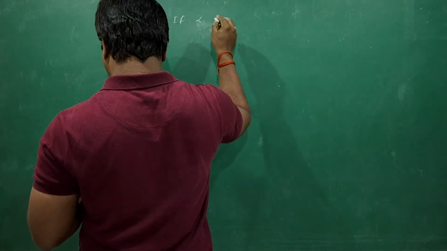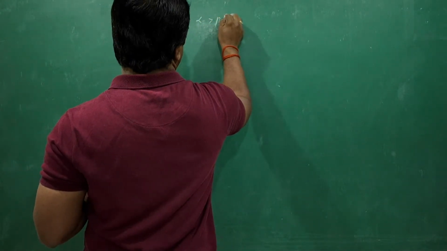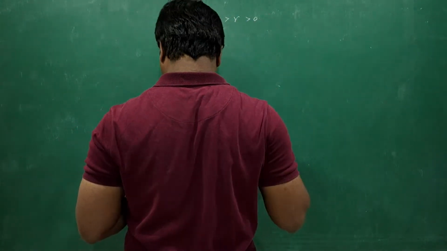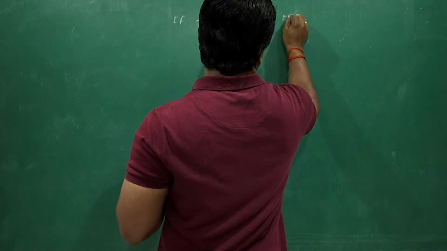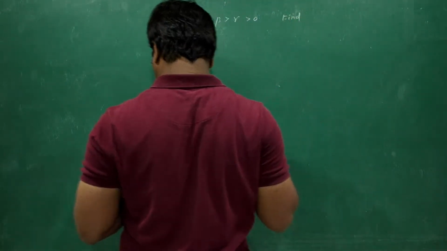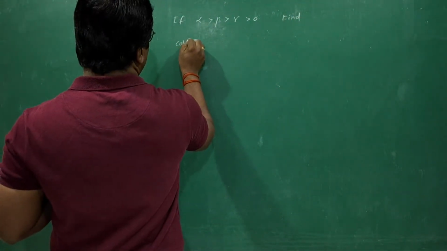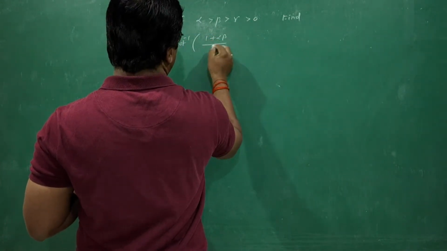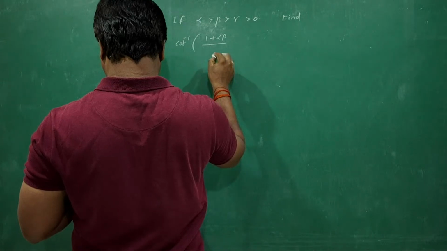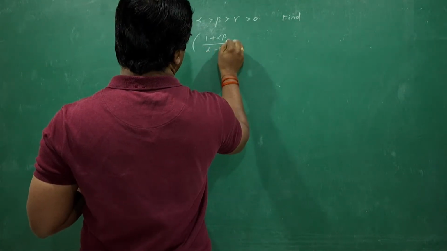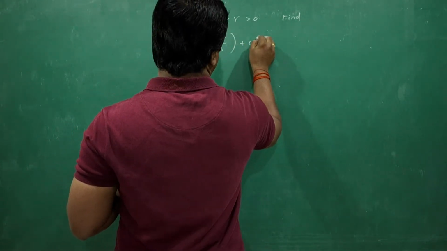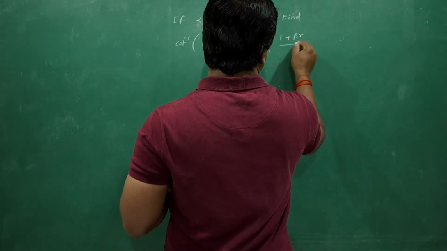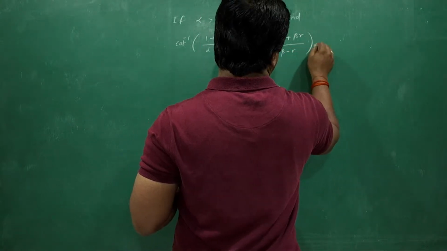If alpha is more than beta, more than gamma, more than 0, then the question is to find cot inverse of (1 plus alpha into beta) divided by (alpha minus beta), plus cot inverse of (1 plus beta into gamma) divided by (beta minus gamma).